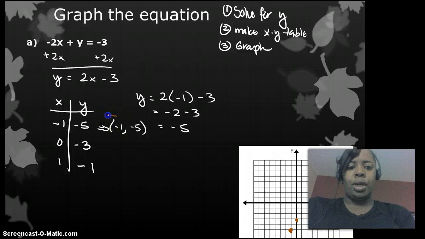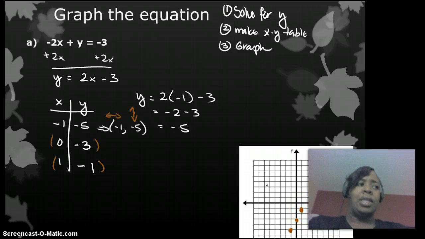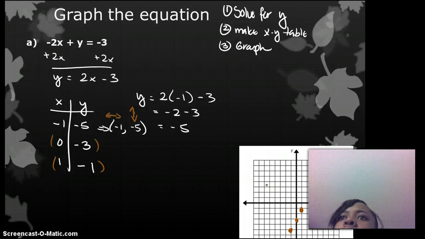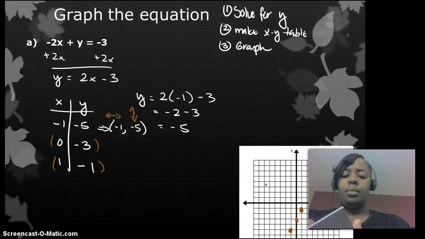Remembering that for each coordinate, we have your x, which tells us left and right, and your y, which tells us up and down. So this is also a coordinate, and this is also a coordinate. My last coordinate is 1, -1. And now, for this lesson, we do connect the dots. You absolutely will connect these dots.